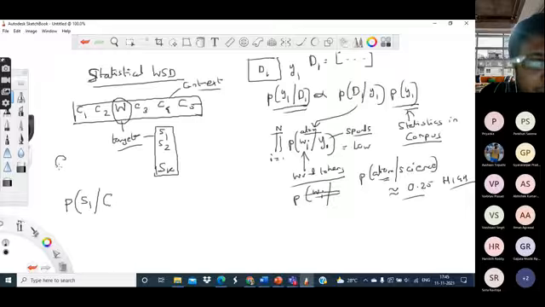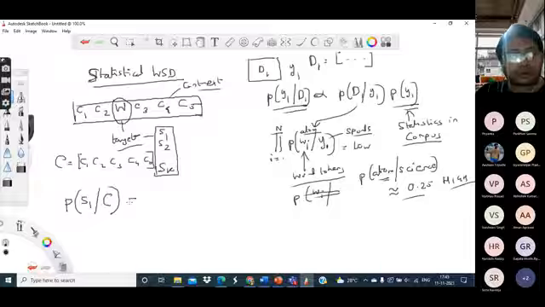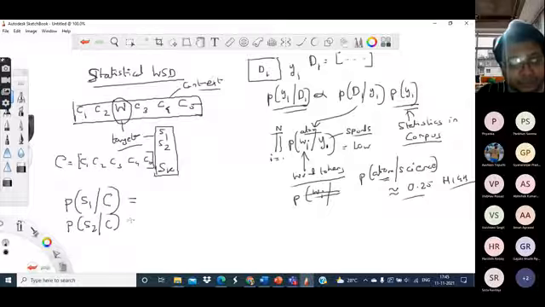So what is the context? By context I mean this set of words C1, C2, C3, C4, C5. So this probability I will try to calculate. Similarly, I will calculate this probability: what is the probability of sense 2 given the context? Similarly, what is the probability of sense k given the context, etc.